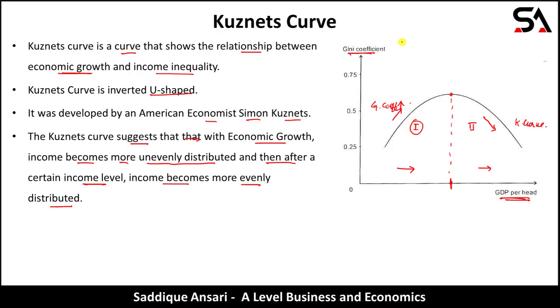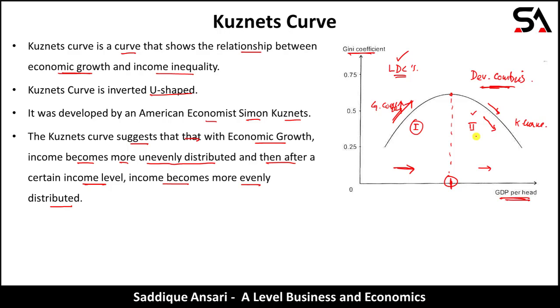Part 1 may be related to less developed countries, LDCs, or developing countries, and part 2 may be related to developed countries. So in less developed countries, if there is economic growth, there will be higher inequality in the distribution of income, and the value of Gini coefficient will increase. But that is not the same for all LDCs. For most of the less developed countries, with economic growth, there may come income inequality. But in the developed countries, because of their good policies, after a certain income level, there will be a decrease in Gini coefficient, and there will be less unequal distribution of income in developed countries.